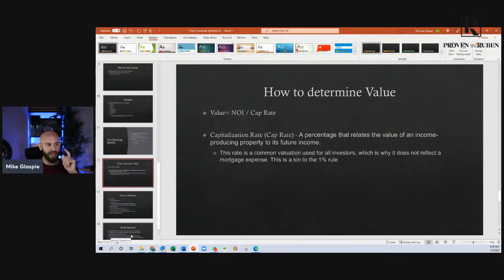Okay. Now, why is this important to understand? Because there is such a thing as a market cap rate. And for the market cap rate, what that means is we're looking at all of the sales in the area, and we're going to look at their income versus what they sold for. And now this is going to be the cap rate. That is the cap rate average across the market.